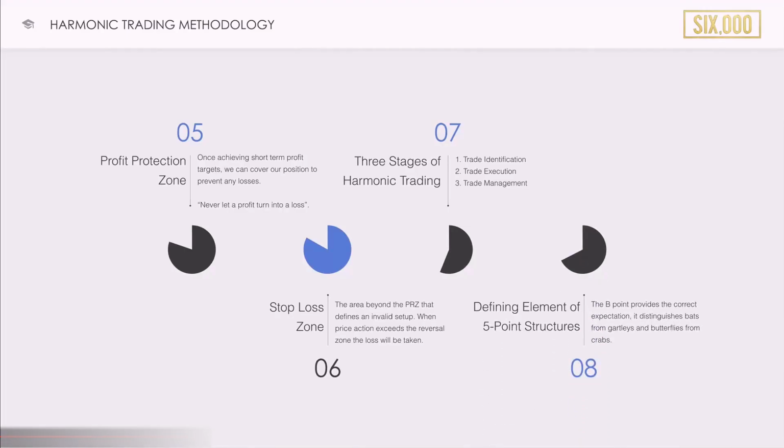And then finally, the defining element of 5-point structures, and this is something I've not told you previously. The B point provides the correct expectation. It distinguishes bats from Gartleys and butterflies from crabs. So if you've got a 0.618 B point, it can't be a bat. It's more than likely going to be a Gartley formation. If you have a 0.786 B point for a butterfly, you know it can't be a crab. Very simple stuff, but these are all things that we can use to provide the correct expectation, to get the correct outcome.